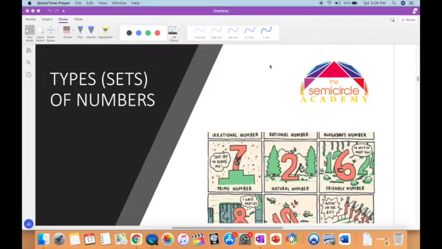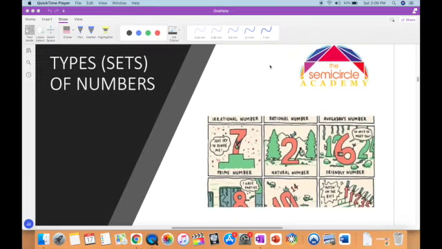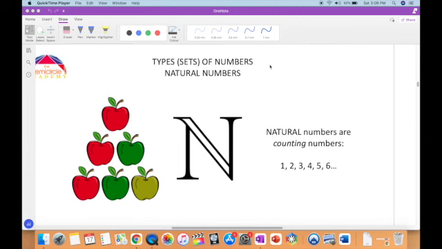We are speaking today about types of numbers or sets of numbers. The first kind is natural numbers. Natural numbers are counting numbers: 1, 2, 3, 4, 5, 6, and so on. Notice that 0 is not a natural number.